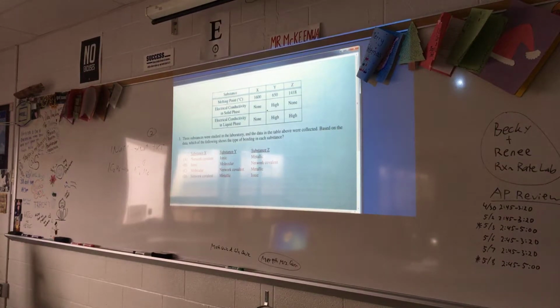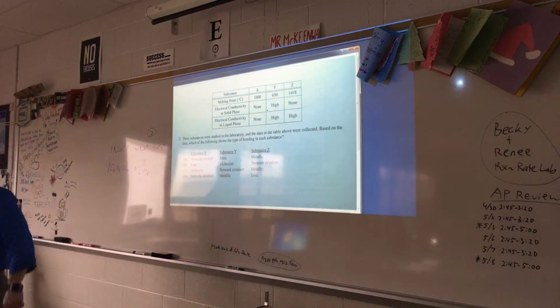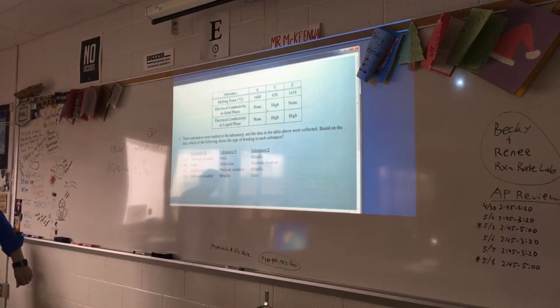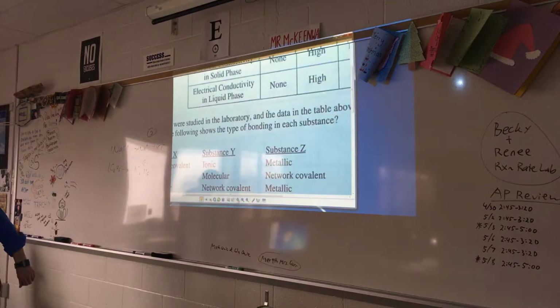Why is it going to be molecular? Network, ionic. The first one is a solid that doesn't conduct. Metallic is down in the middle. Wait, are these okay?